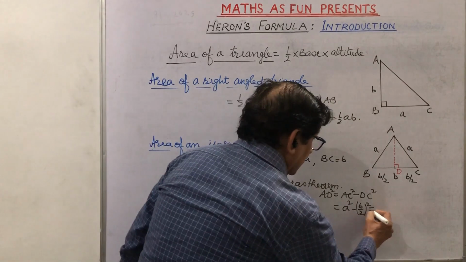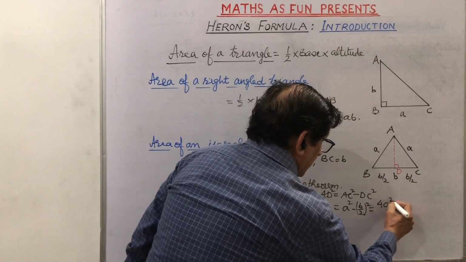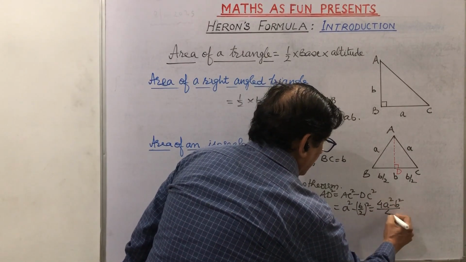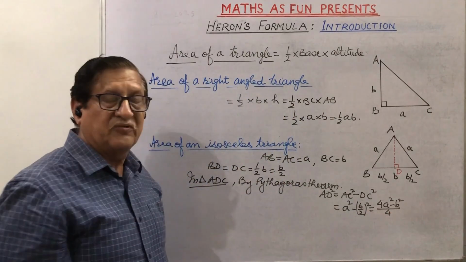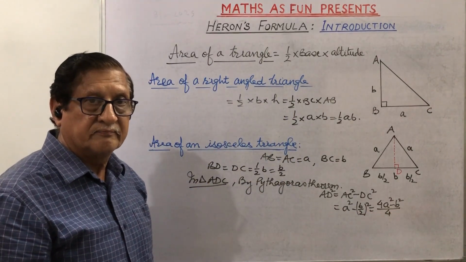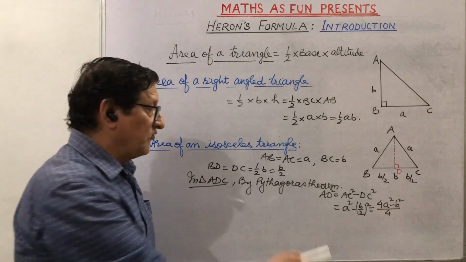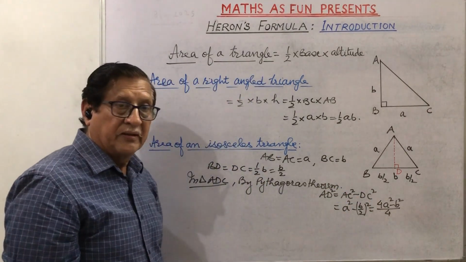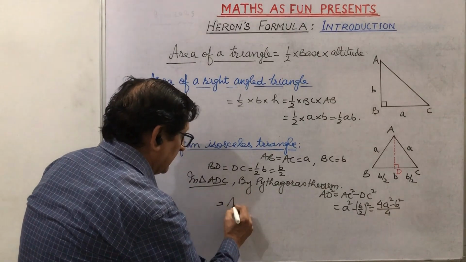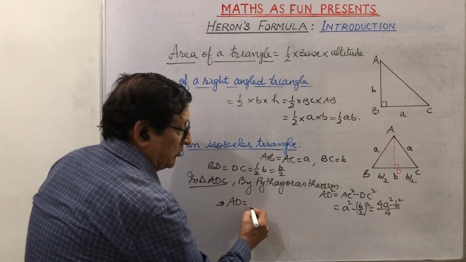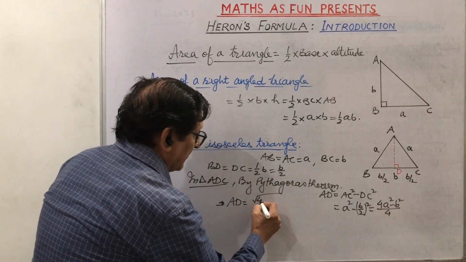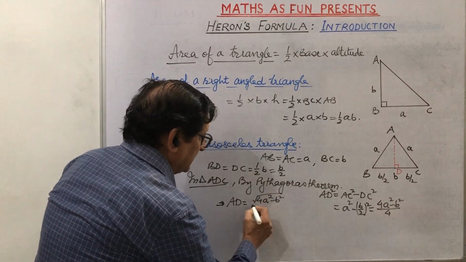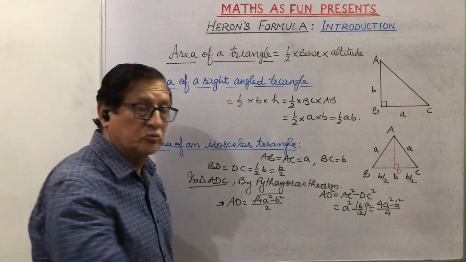And hence it comes as 4A square minus B square upon 4 by taking the LCM, that is 4. So we have found this as the square of the altitude. It means what will be AD? AD is equal to root of 4A square minus B square upon 2, because the square root of 4 is 2.